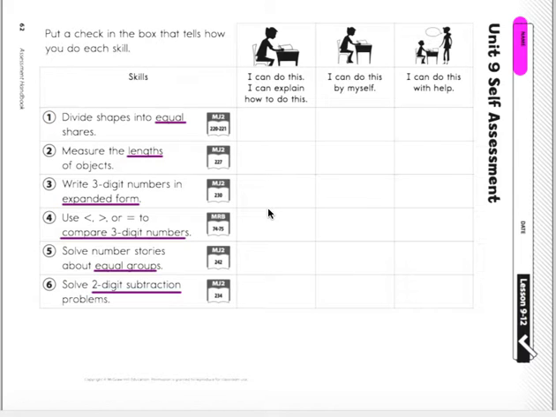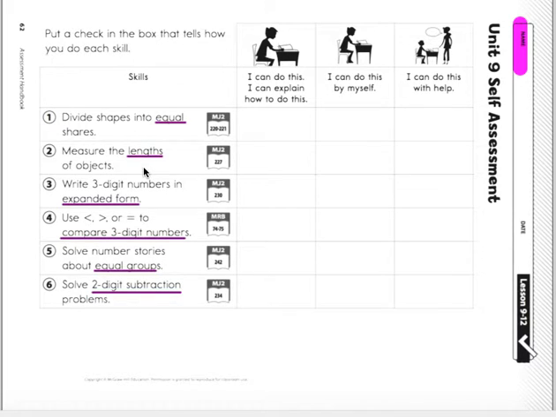Hi guys, so here you are, your very last unit assessment in Everyday Math. You ready? Okay, please start over here and put your name and number. You know the drill. Divide shapes into equal parts, means they're all the same.